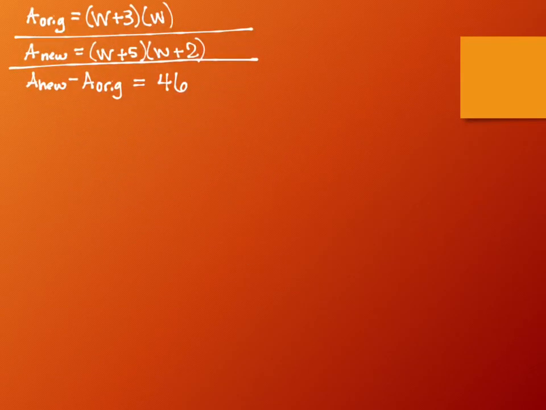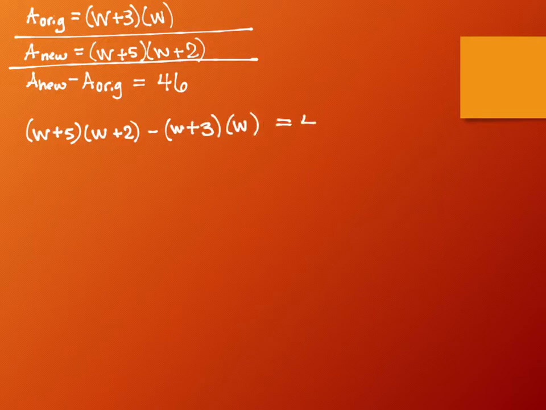All right, so this is what I previously had. So you might be able to jump to the equation that I'm about to write: the area of the new field, which is (W plus 5) times (W plus 2), minus the area of the old or the smaller field, which was (W plus 3) times W, equals 46. We've got to have that on there somewhere. And that's the equation we want to solve. It's got one variable, W.